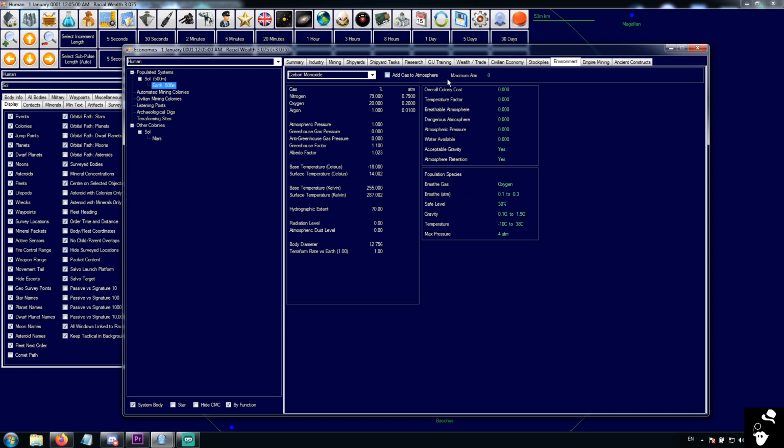So you can see in the same window exactly what you need to set these factors to. So in the episode about terraforming, we're going to talk about how to get these numbers to match these and what you need to do to get a planet terraformed. But this is where you can see all these factors and where you control your terraformers.